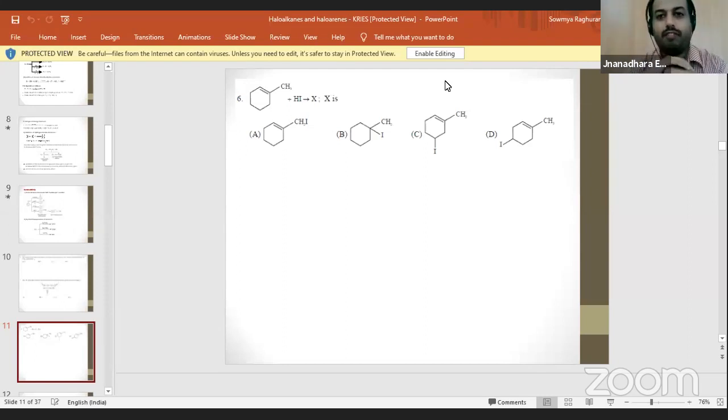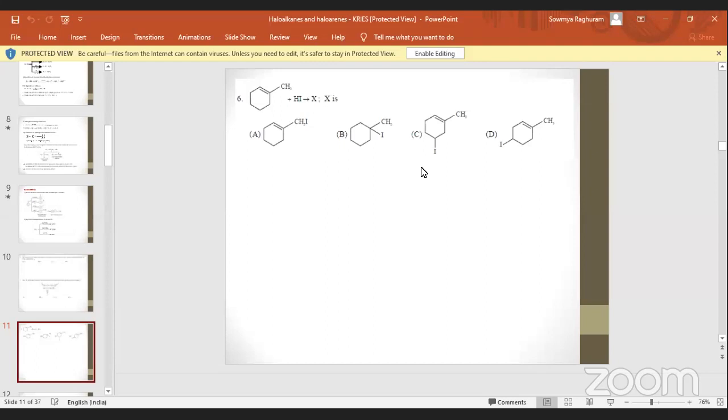This is our fifth session, and just a quick recap of what we were discussing last session. We made a beginning with haloalkanes and haloarenes, and we checked out the synopsis part of methods of preparation.